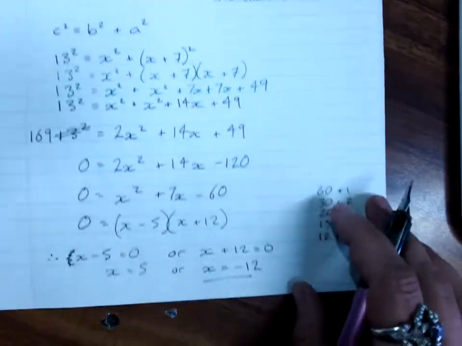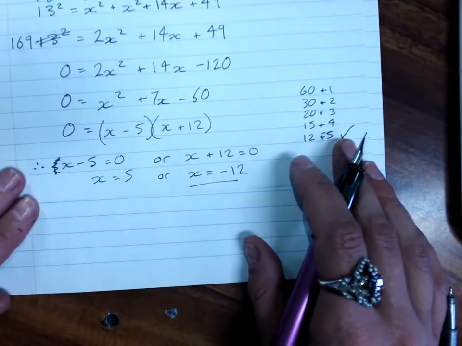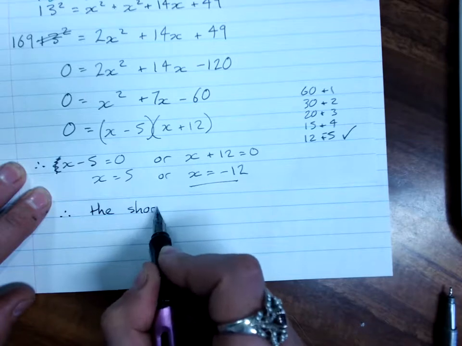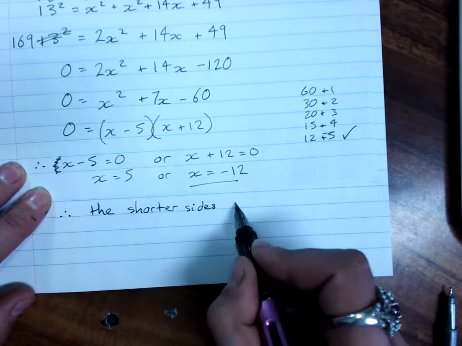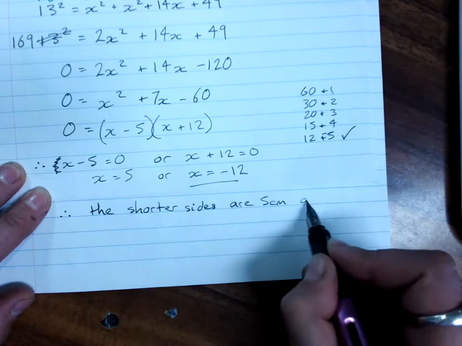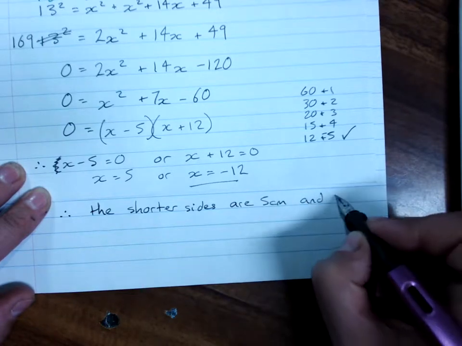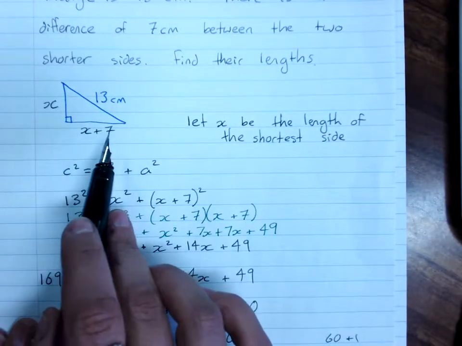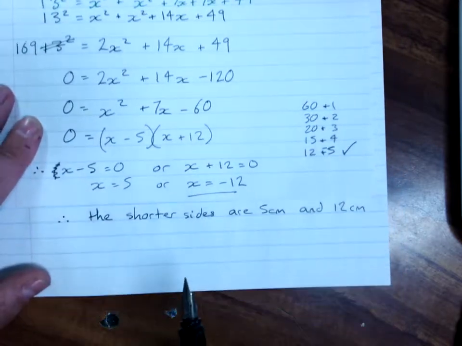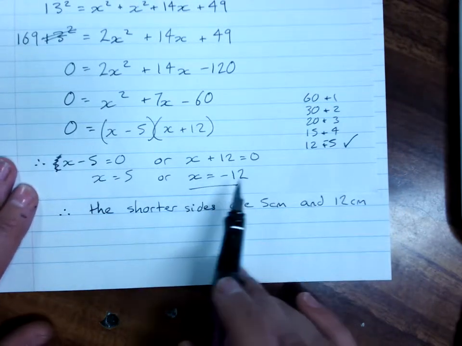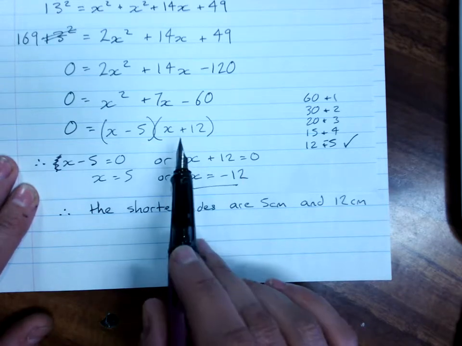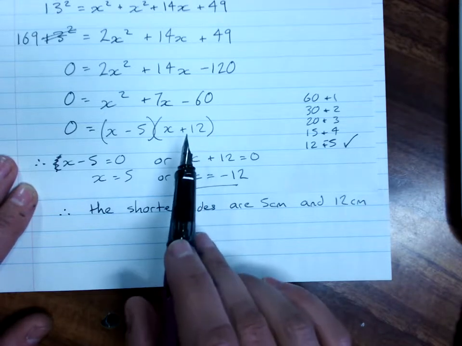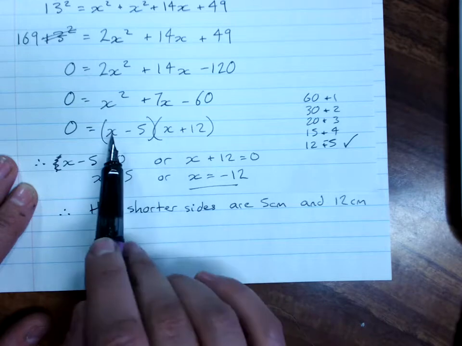Sorry, I'm running out of space here. Therefore, the shorter sides are 5 centimeters, and the other one was 12 centimeters. Now it's 12 centimeters because it's x plus 7. There will often be that coincidence, that this is plus 12. If you'd worked out the longer side, you would have got x minus 12, x plus 5.